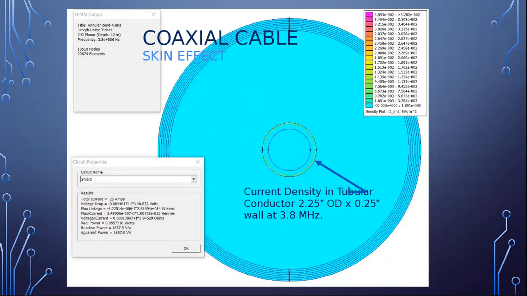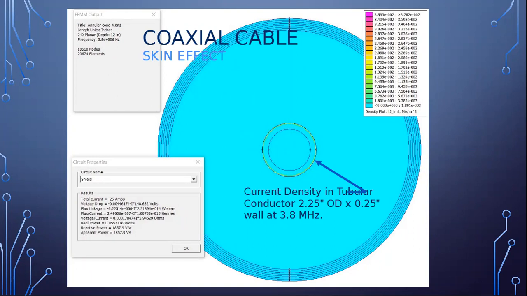Now we're at RF. We're in the middle of the 80 meter band at 3.8 megahertz, and you can't see anything. There's absolutely no current flowing on the inside of that conductor. It's all crowded out to the edges.